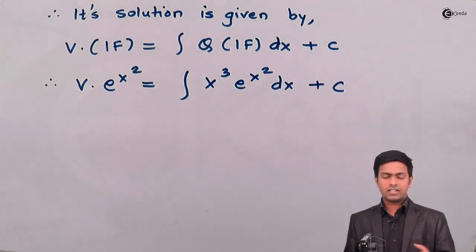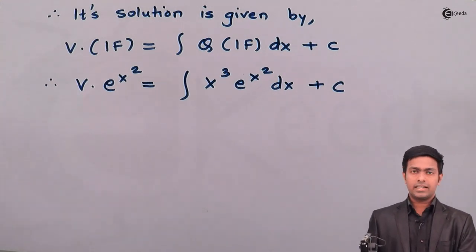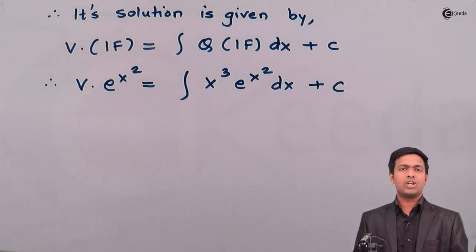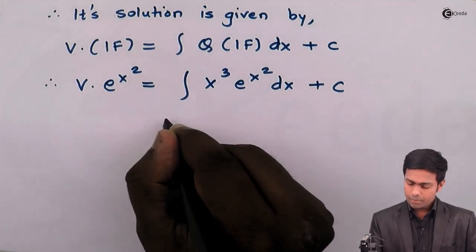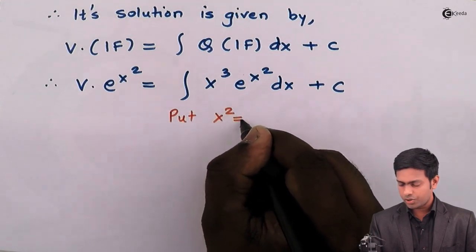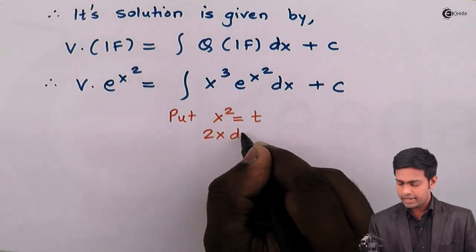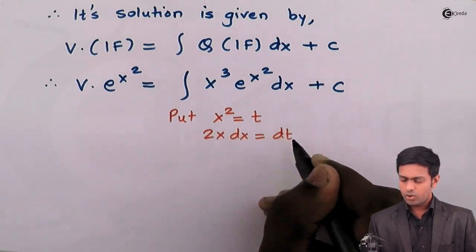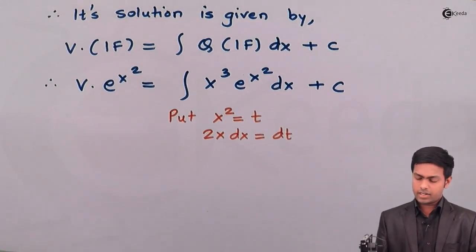Now guys, it's just a matter of solving the integration. So how to solve this integration? To solve this integration, we will put x square equal to t. So that will give us 2x dx equal to dt, or I would say x dx equal to dt upon 2. So let's come to the integration.